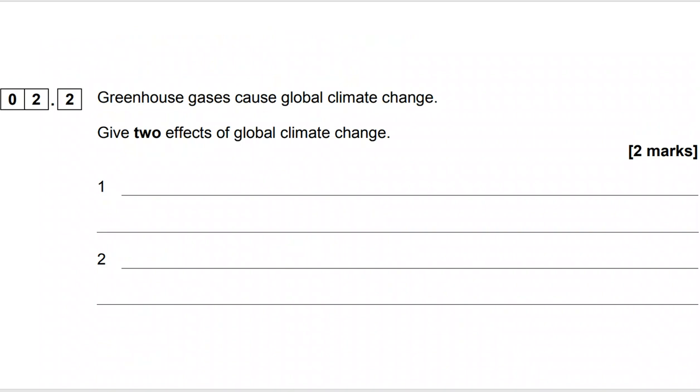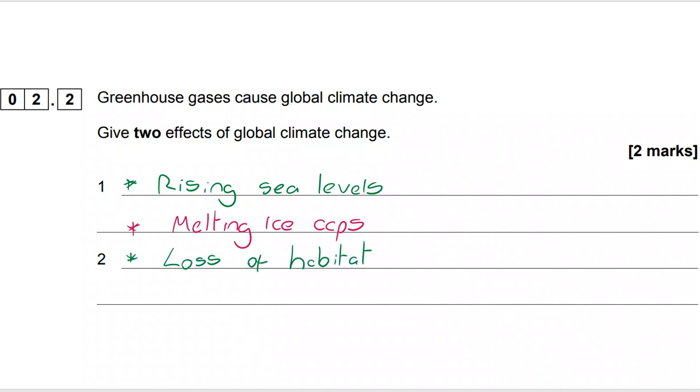On to 2.2, greenhouse gases cause global climate change, give 2 effects. So I'm going to give more than 2 here, and you basically have to come up with 2 relevant ones to get the marks. You are going to have rising sea levels, and that's as a result of melting ice caps. Now that's going to lead to a loss of habitat, that could lead to extinction for different animals, and it's going to lead to more extreme weather.